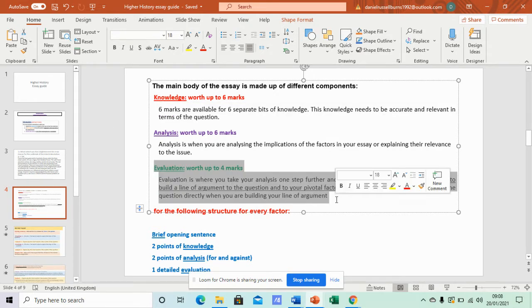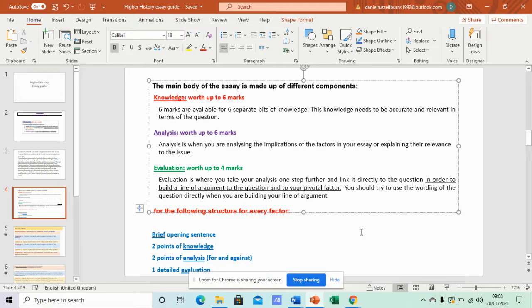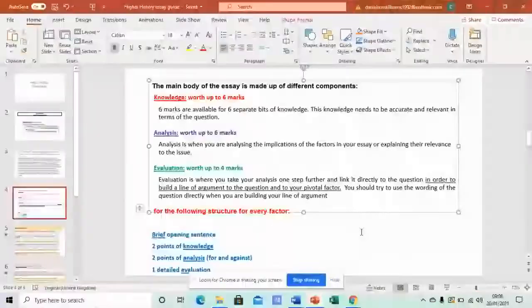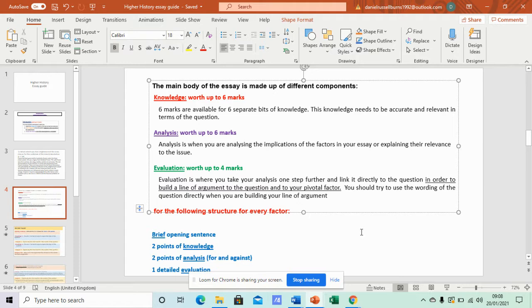Now, evaluation is a very high-end concept, and what I would suggest is, if you're very confident and your essays are sitting very close to the 18 mark, then you might want to attempt evaluation. However, if you're not at that stage just now, keep working on the fundamentals of introduction, knowledge, analysis, and conclusion, get them the best you can, and at one point in the future we will attempt evaluation.